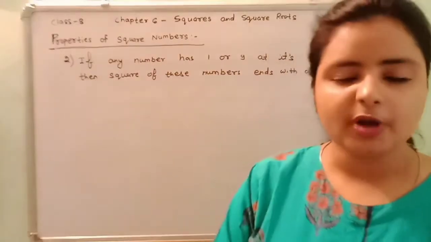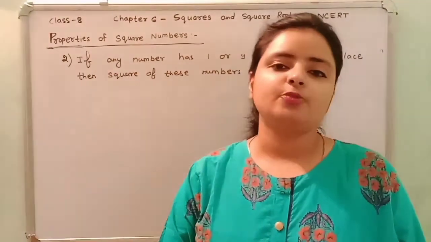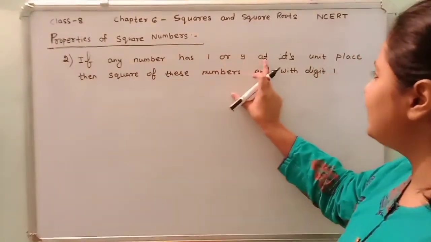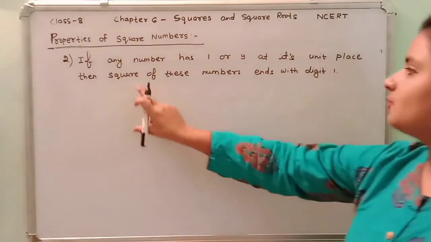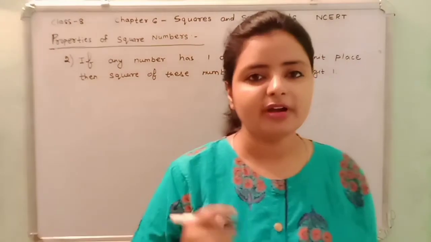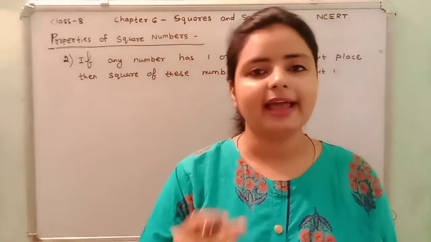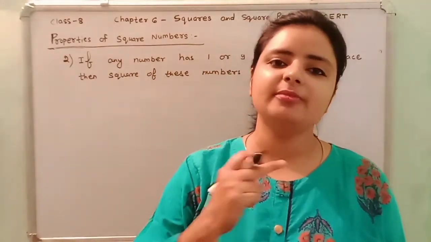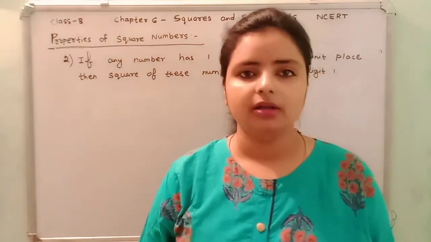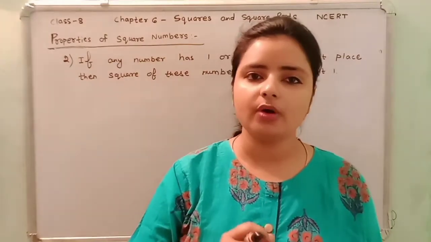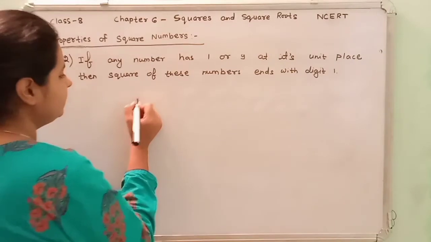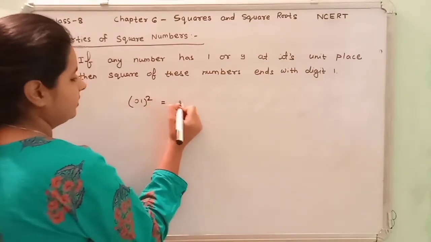Now we will talk about property number 2 of square numbers. So property number 2 is, I have already written here, if any number has 1 or 9 at its unit place, then square of these numbers ends with digit 1. Means किसी भी नंबर का यूनिट प्लेस अगर 1 या 9 हो, ऐसे नंबर का स्क्वायर जब हम करेंगे तो स्क्वायर नंबर भी डिजिट 1 के साथ ही एंड होगा, मतलब उस स्क्वायर नंबर का यूनिट प्लेस 1 होगा. फाइन.